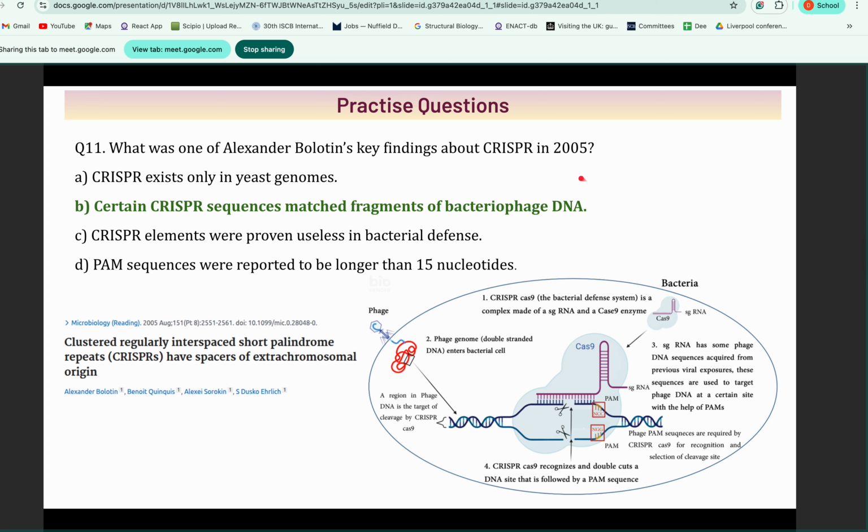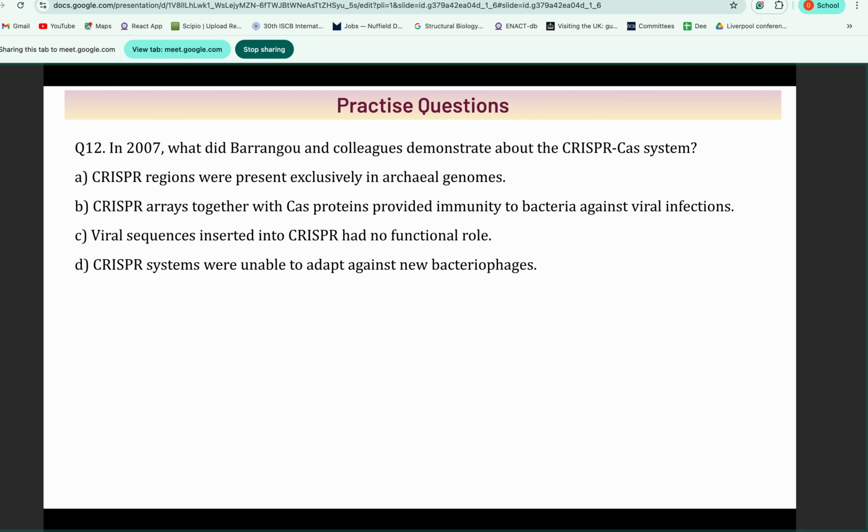This we have discussed: with his study only, we identified the role of those spacer elements which are present in between the repeat sequences. When he matched them, he observed that these are bacteriophage DNA. And then later on, it was identified that it was acting as an adaptive immunity for the bacteria.